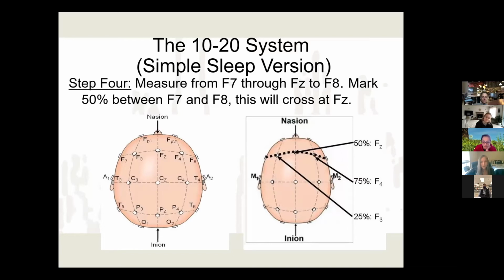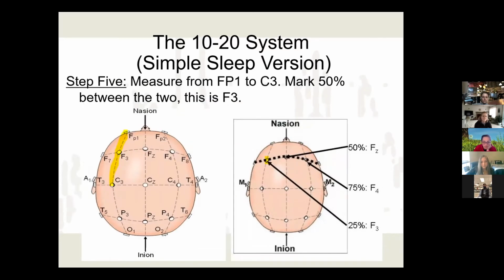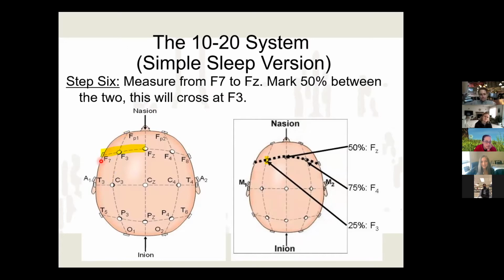Okay, so step 4, this is the bonnet, which we call the bonnet measurement because it's right in the front of your head. I guess it looks like a bonnet. But you'll measure from F7 to F8, and then at your 50% mark, you're gonna make a cross at FZ. Step 5, FP1 to C3, at 50%, you're gonna make a mark at F3. And then step 6, F7 to FZ, you're gonna make a cross at F3.